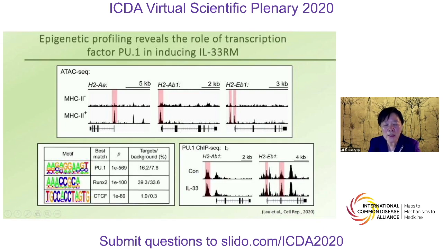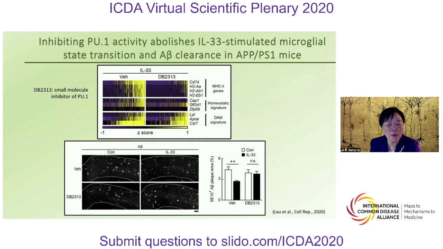We subsequently validated this finding by performing the PU1 ChIP-seq analysis, which clearly shows that IL-33 can also increase the PU1 binding at these promoter regions of MHC2 genes. So our epigenetic profiling highlights the essential role of PU1 in controlling IL-33 responsive microglia induction.